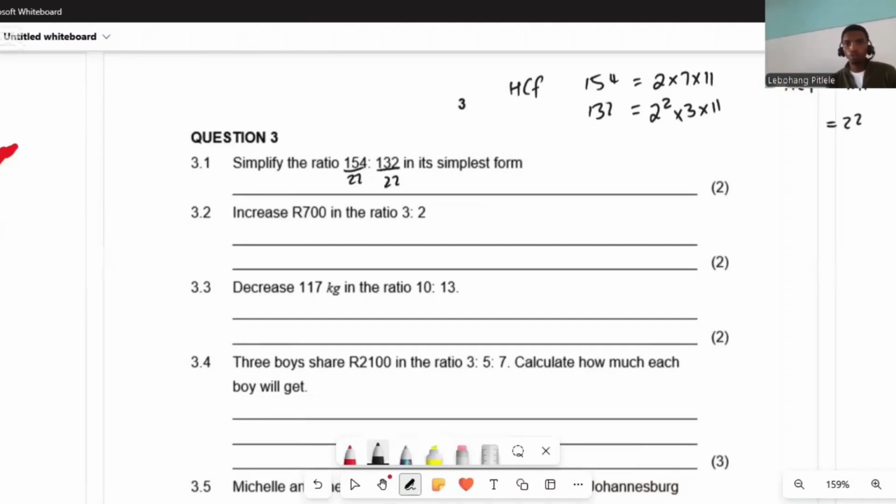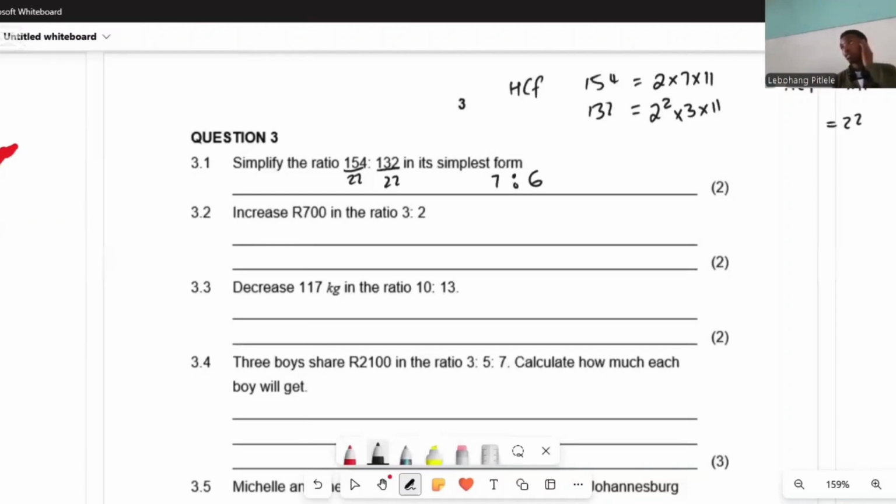154 divided by 22, how much is that? 7. And then 132 divided by 22? 6. And then that is our simplest form. So I'm going to do it as you did, but you don't do it that way, but you got the same answer.